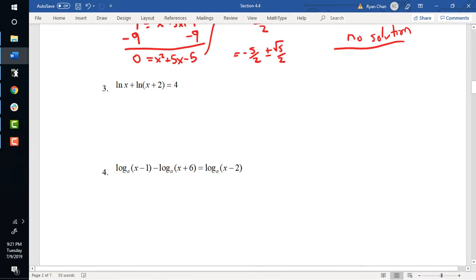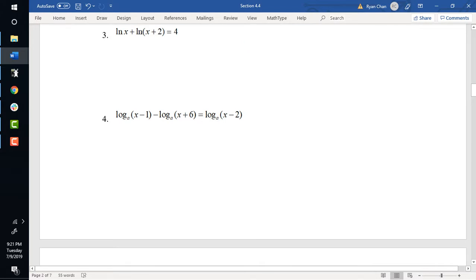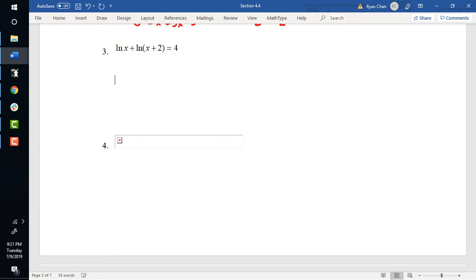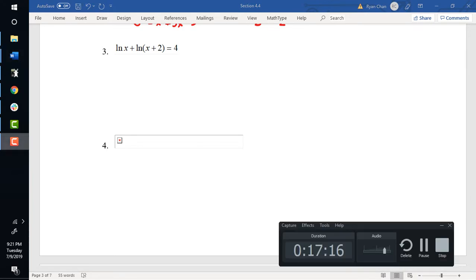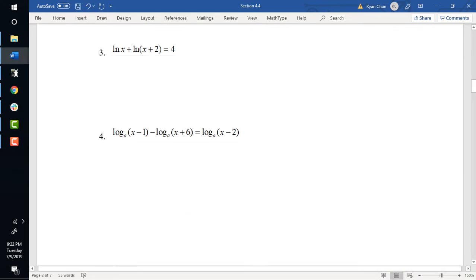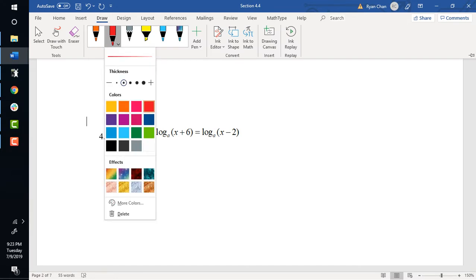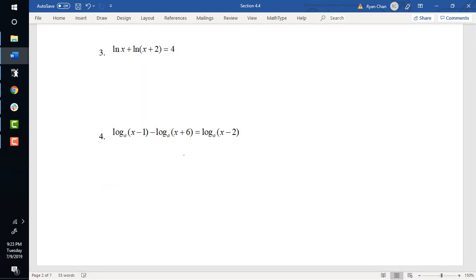Okay, so let's continue and let's practice some more. So let's look at something like the following here. Okay, so let's look at something like number 4 here for the following. Okay, so we're going to do the following here.